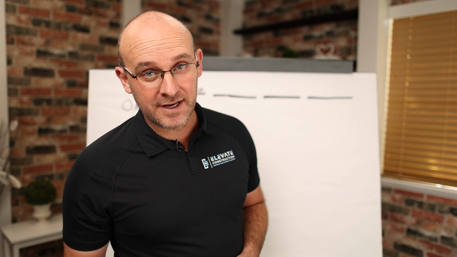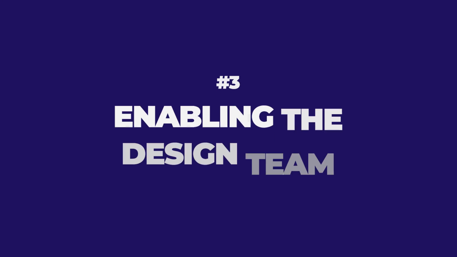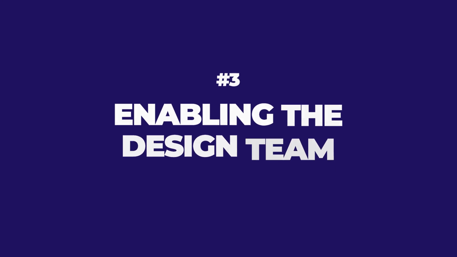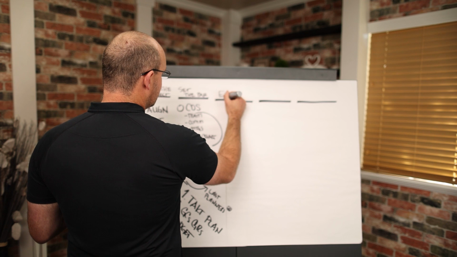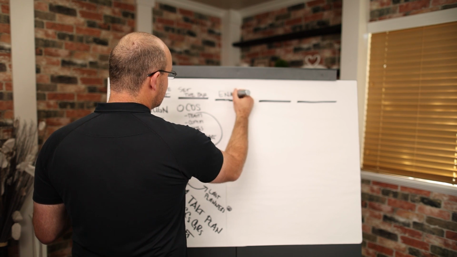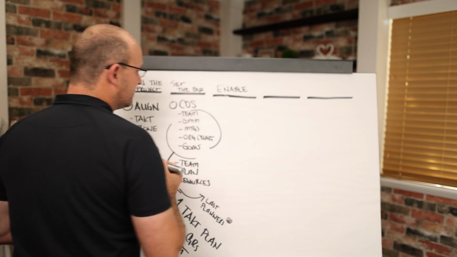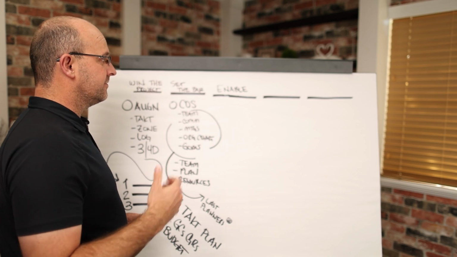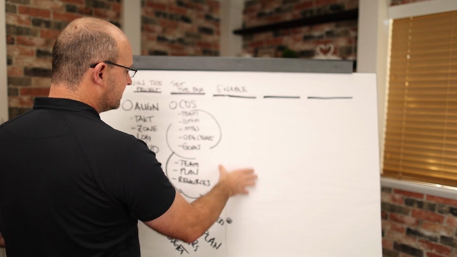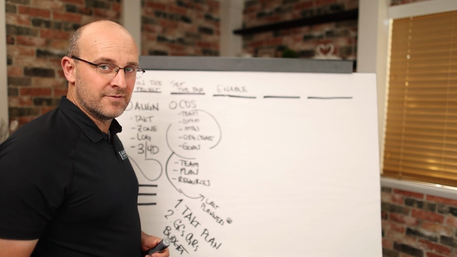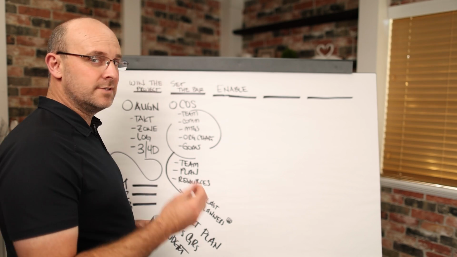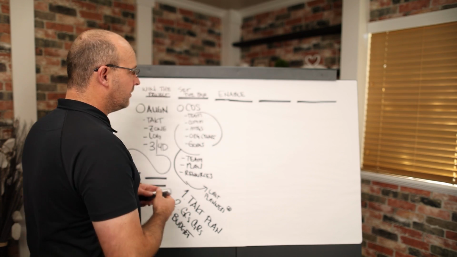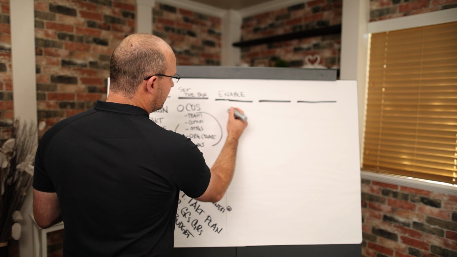All right, so the next phase is described as enabling the design team. So I'm just going to write enable here. The key part here that we want to do is make sure that anything the designers need to flesh out their design. Typically, this is like the design development phase of pre-construction. We want to enable the designers. And we do that with a couple of different methods, okay?